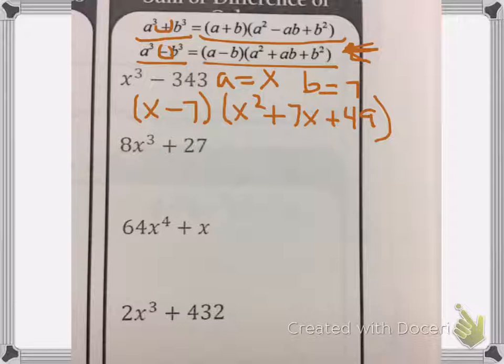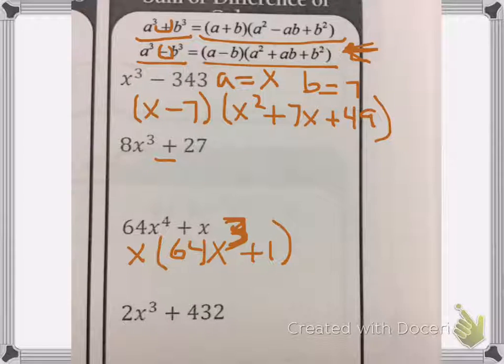Okay, the same thing on that next one using the formula with the plus sign. This one right here, it's got a common factor of x in it. So before we can do that formula, I have to take an x out. Here I'm going to get 64x to the 3rd, and here I'll have plus 1. I'm just kidding on that 4th right there. I really meant 3rd right there.